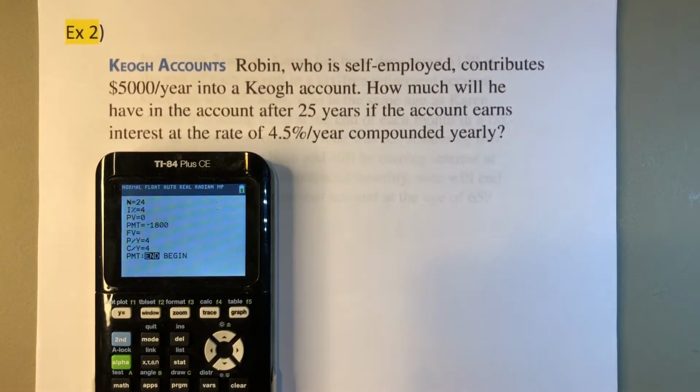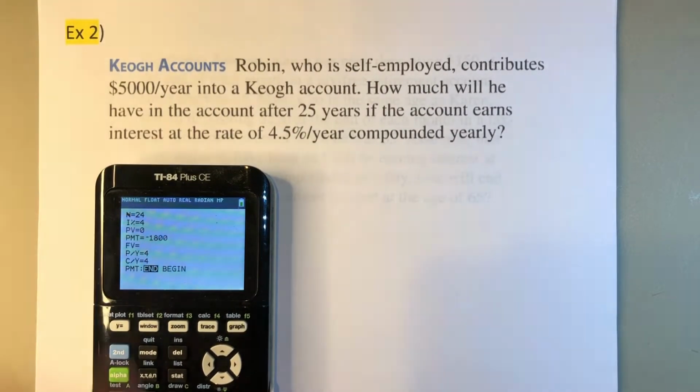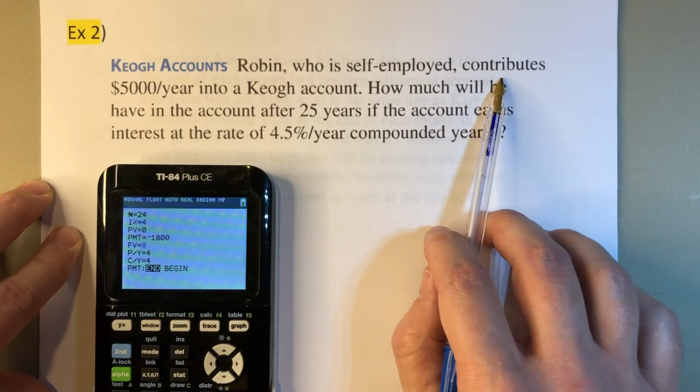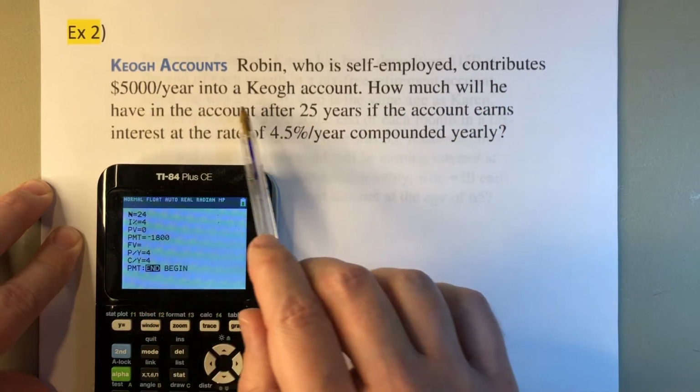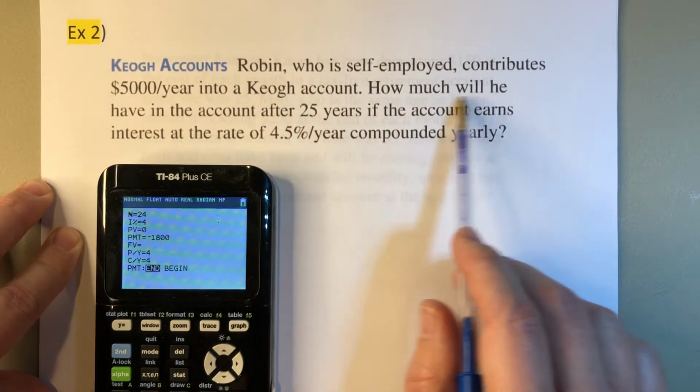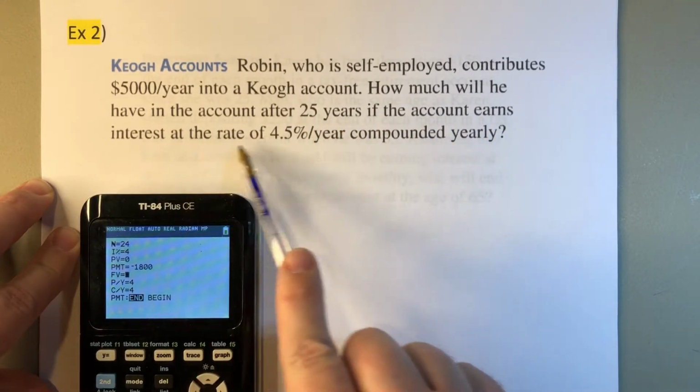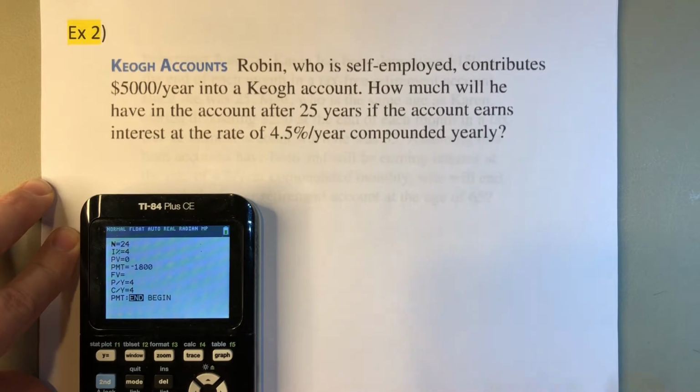Okay, example number 2. A Keogh account. This is a type of retirement fund that you can open up if you're self-employed. So Robin, who is self-employed, contributes $5,000 a year into a Keogh account. How much will he have in the account after 25 years if the account earns interest at the rate of 4.5% per year, compounded yearly?